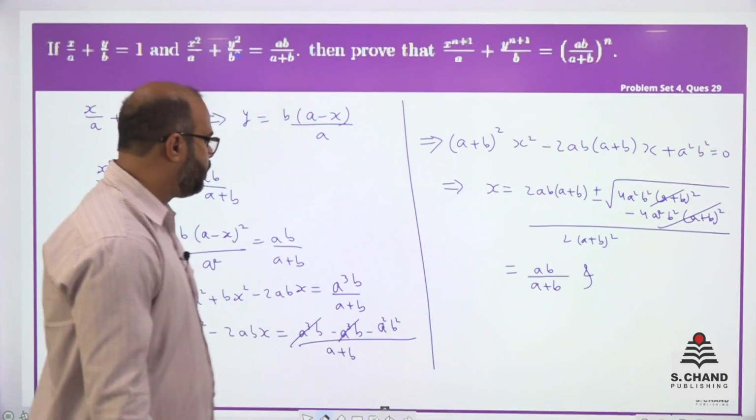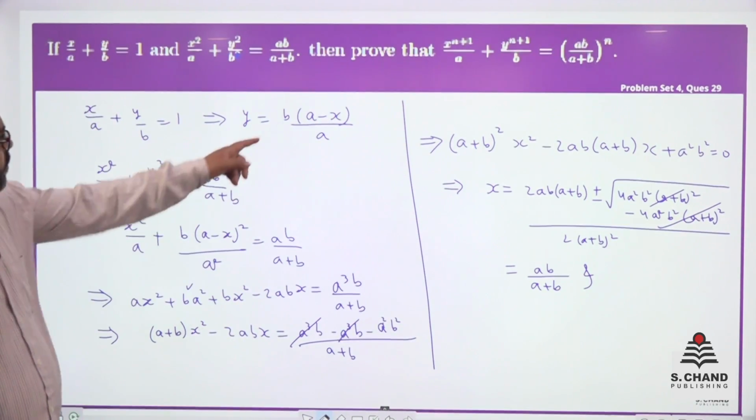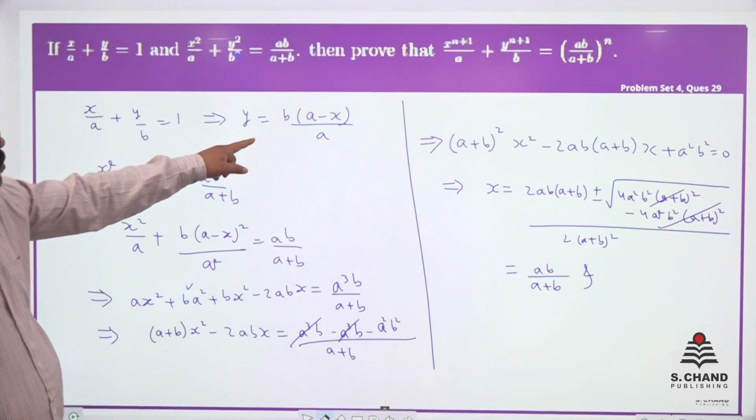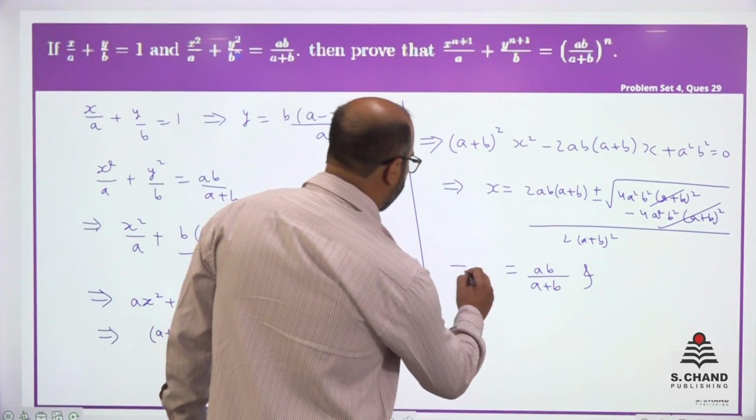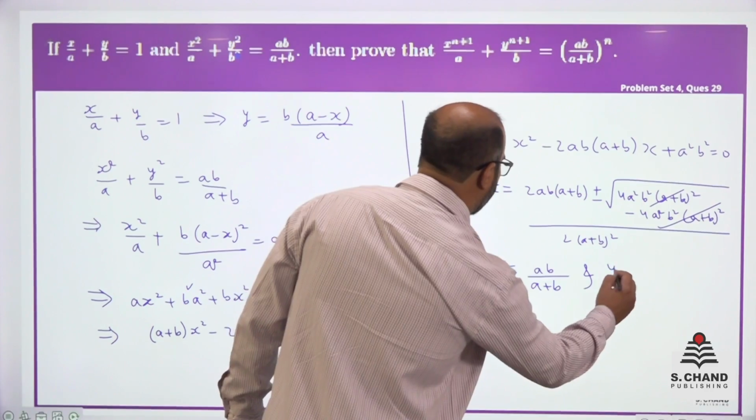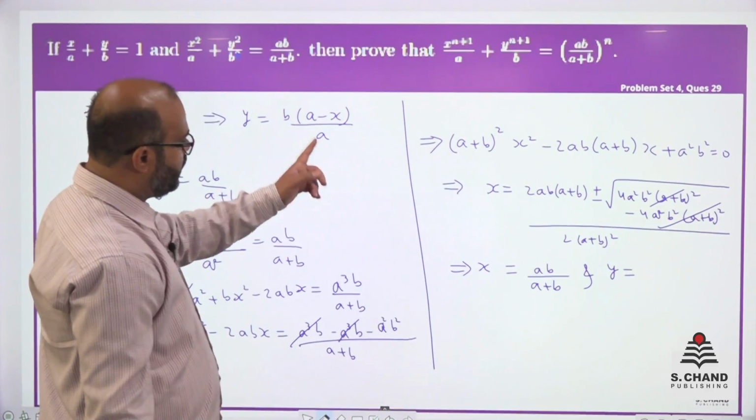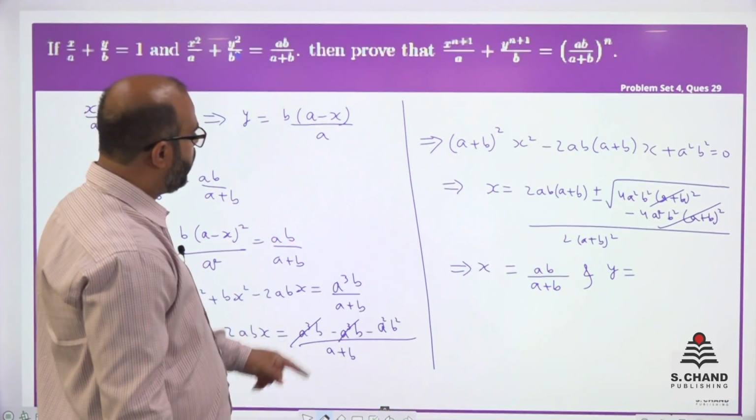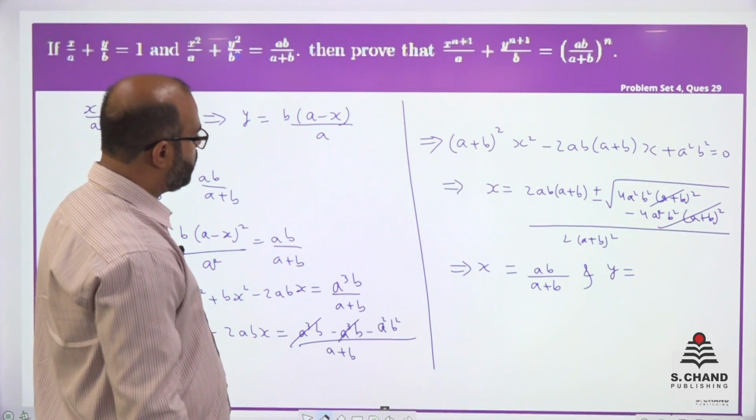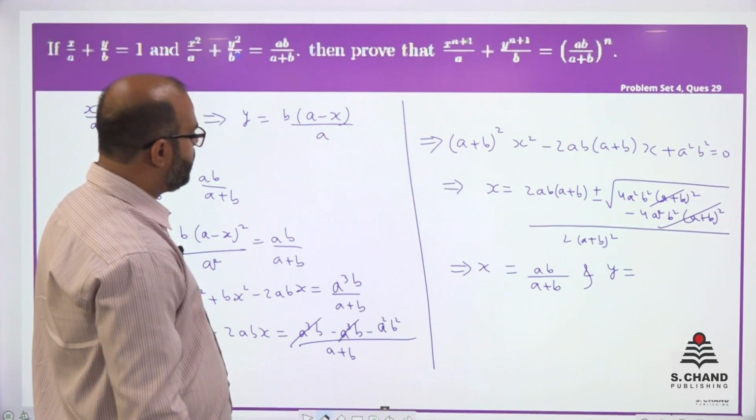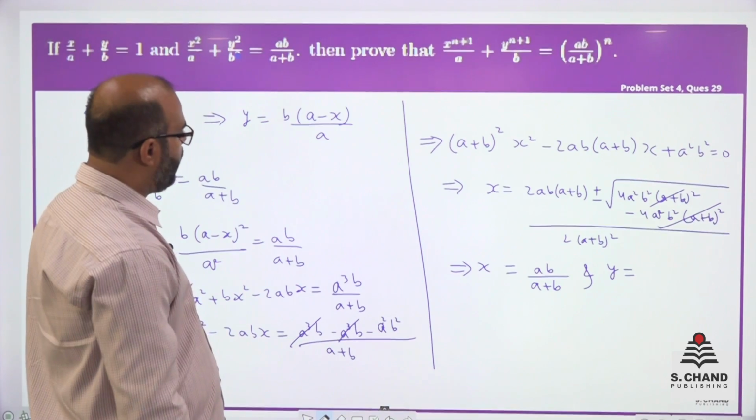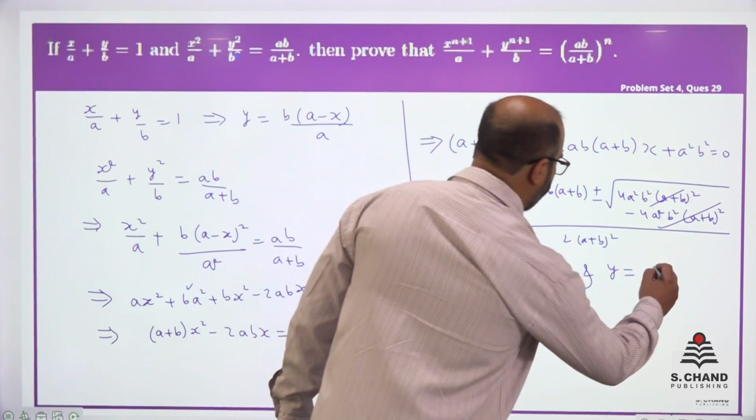And what is y? So let us see from here y. So when we take y, it will be equal to a minus x when we take the LCM. So a square minus ab plus ab will cancel. So a square ab by a plus b, y will also be the same.